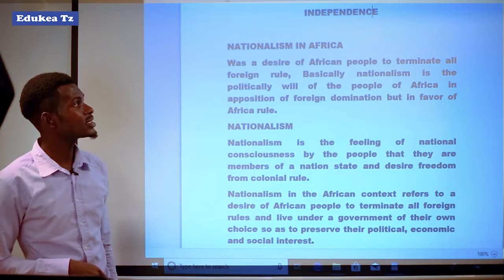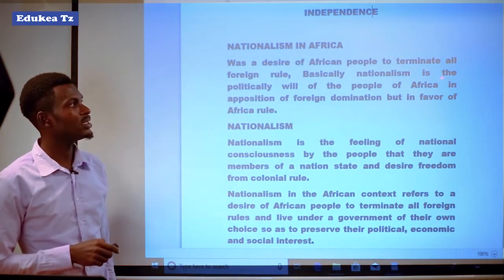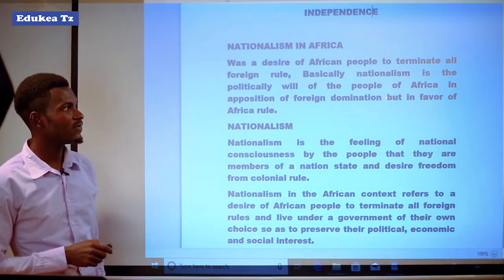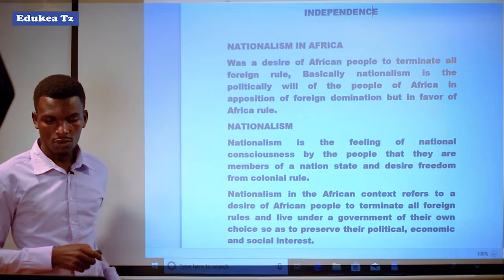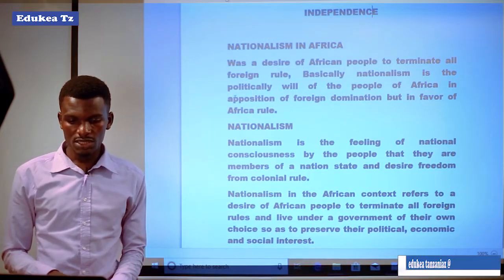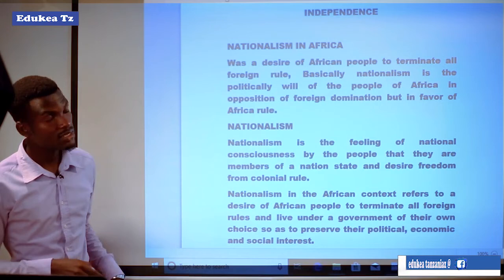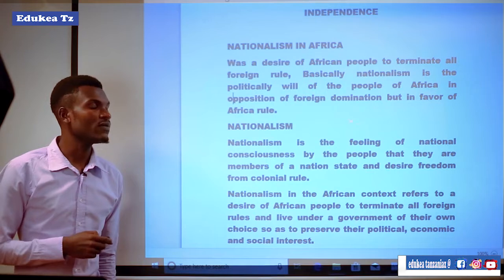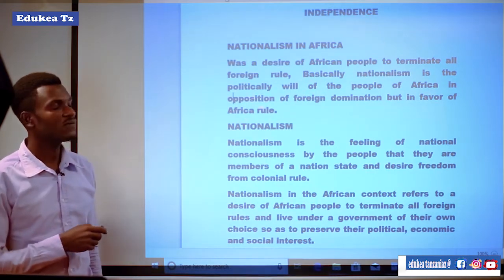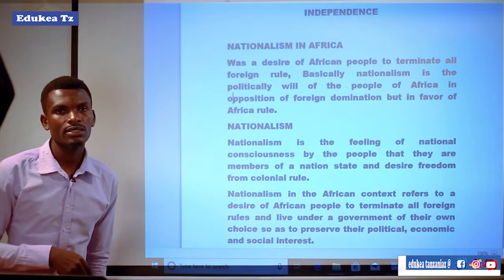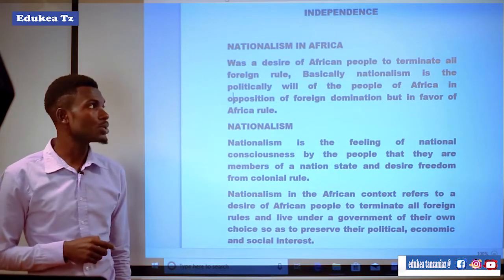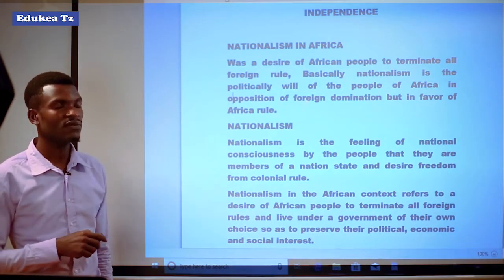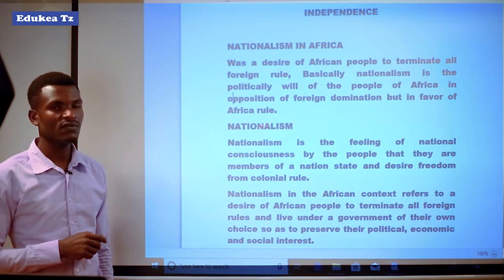Nationalism in Africa was a desire of African people to terminate all foreign rule. Basically, nationalism is the political will of the people of Africa in opposition of foreign domination, but in favor of African rule.